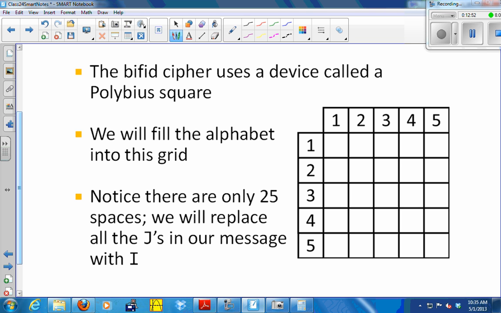So I'm just going to write in my alphabet, A, B, C, D, E, F, G, H, I. I'm going to leave out J because I only have 25 spots. So I got to throw away one letter. So I go to K, L, M, N, O, P, Q, R, S, T, U, V, W, X, Y, Z. All right, so I have my Polybius square. All my letters of the alphabet, except for J, have a spot in it.